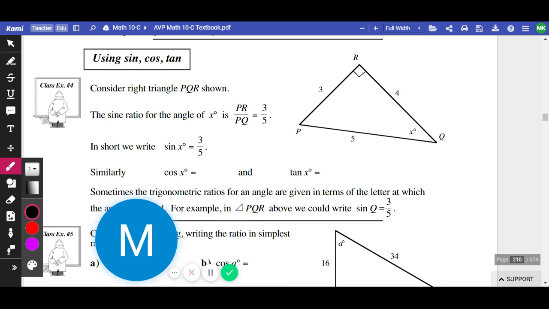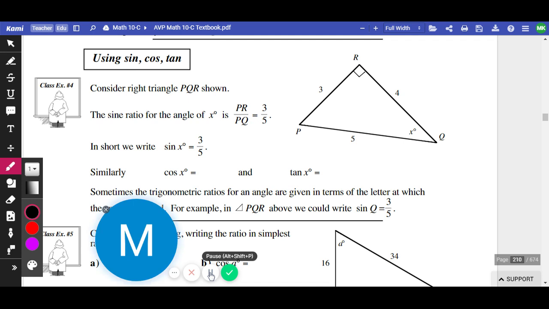The first thing we do on any given triangle is we name it. Okay, so we're going to name it opposite, hypotenuse, and adjacent. I'll give you 10 seconds to try to name that triangle. So try to name opposite, hypotenuse, and adjacent, because that is something you're going to need to be good at.